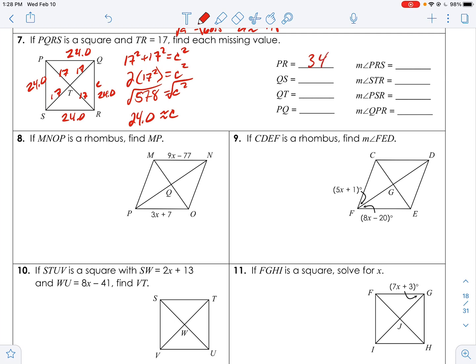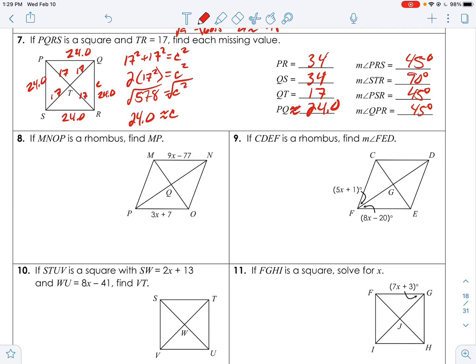So from P to R is 34, it's 2 17ths. From Q to S is also 34, it's 2 17ths. From Q to T is 17. From P to Q is 24.0, approximately. PRS, well, it bisects that angle, and that angle is a 90-degree corner, so we get 45 degrees. S to T to R is 90. Those diagonals intersect at 90. PSR is also 45 because it's half of C. And QPR is also 45 because it's half of C.